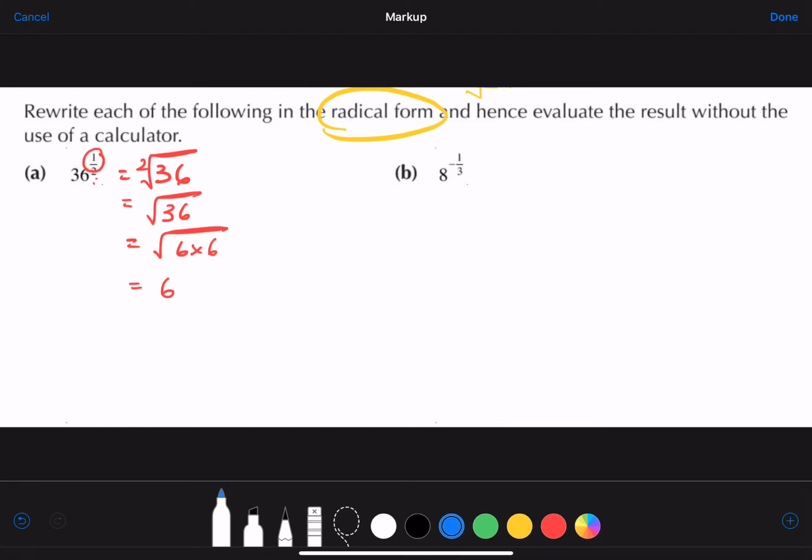Now, what about this other one? Okay, I have a negative power and I have the 1/3. So let's just write down the negative on the outside, and I'm just going to leave the 8 to the power of 1/3 inside. Now, what does it mean by power of 1/3? It can actually be converted into cube root.